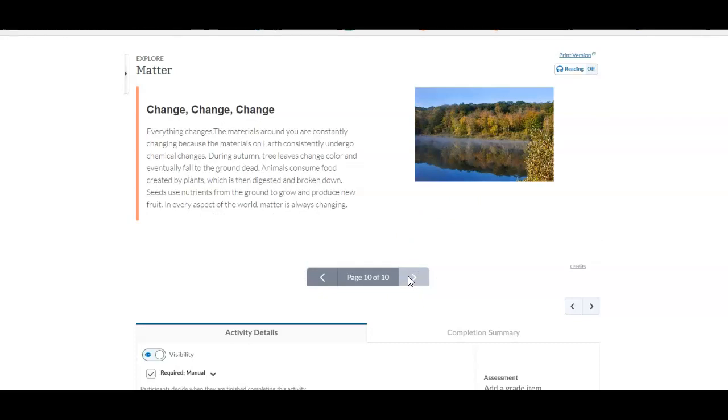And why are materials constantly changing is number 9. Change, change, change. Everything changes. The materials around you are constantly changing because the materials on Earth consistently undergo chemical changes. There's your answer. During autumn, tree leaves change color and eventually fall to the ground dead. Animals consume food created by plants, which is then digested and broken down. Seeds use nutrients from the ground to grow and produce new fruit. In every aspect of the world, matter is always changing.